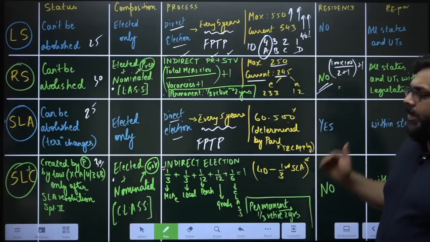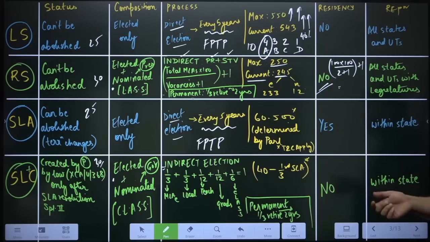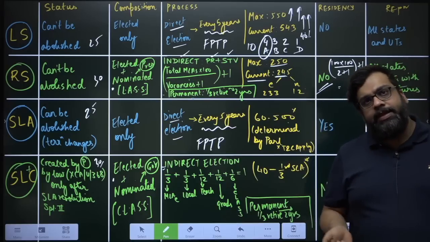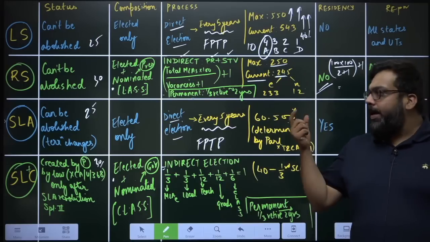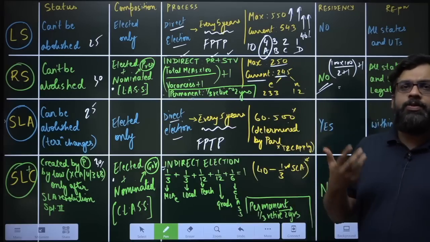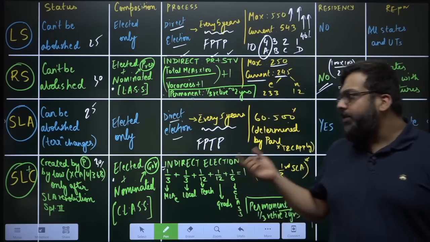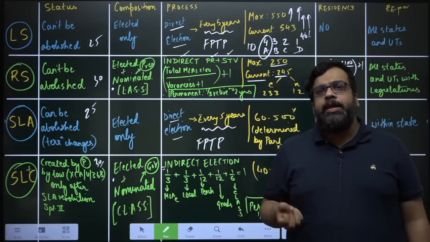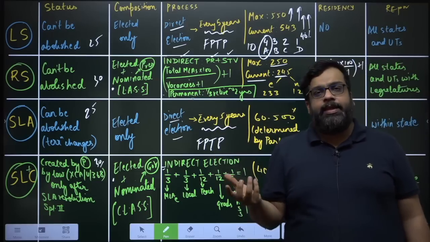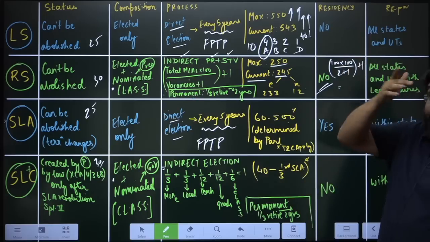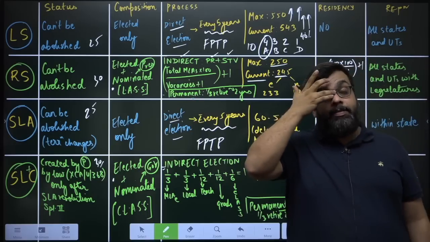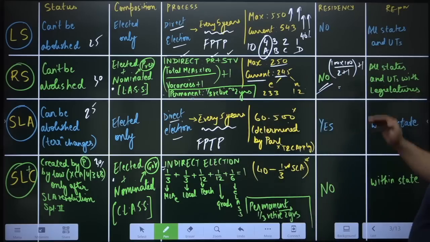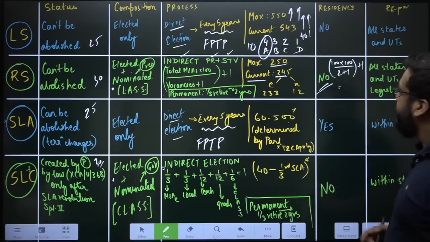As far as assemblies and councils are concerned, yes, there are residency requirements. You have to be a resident of the state if you're contesting an MLA or an MLC election, because rule number one, democratic mandate. If you're supposed to be representing the interests of the state, the least you should do is at least be living in that state for long enough. This does not mean that you have to be a domicile of the state. It simply means that you have to be a resident of the state long enough, right? Now, you don't have to get into the technical details here. This is more than enough.